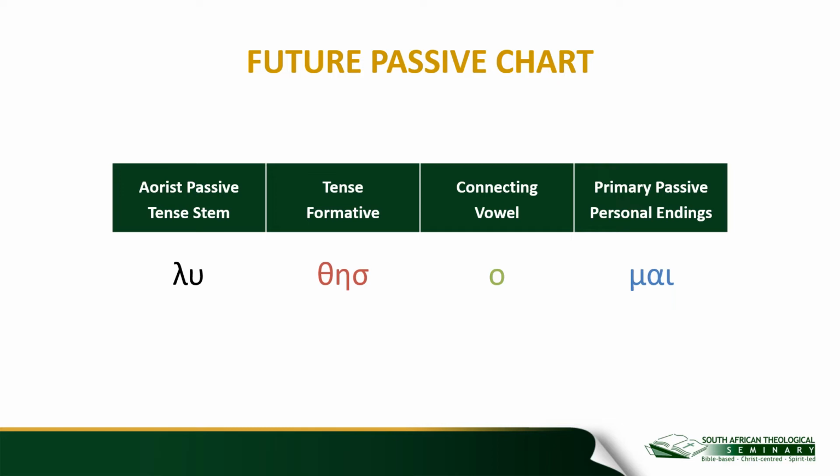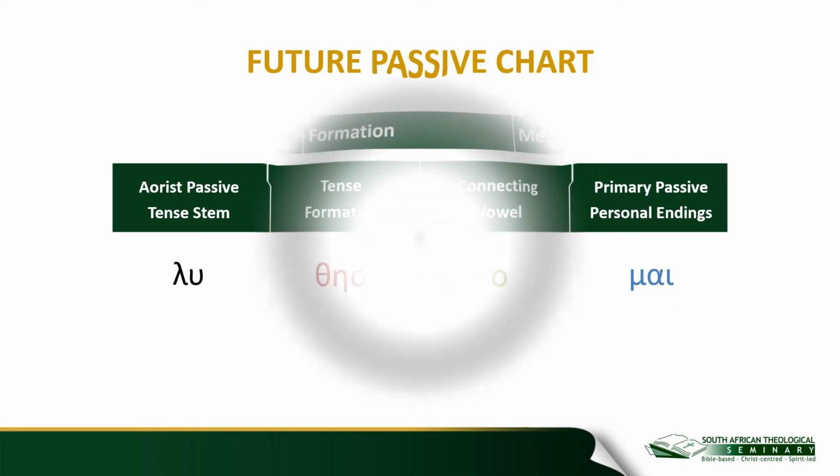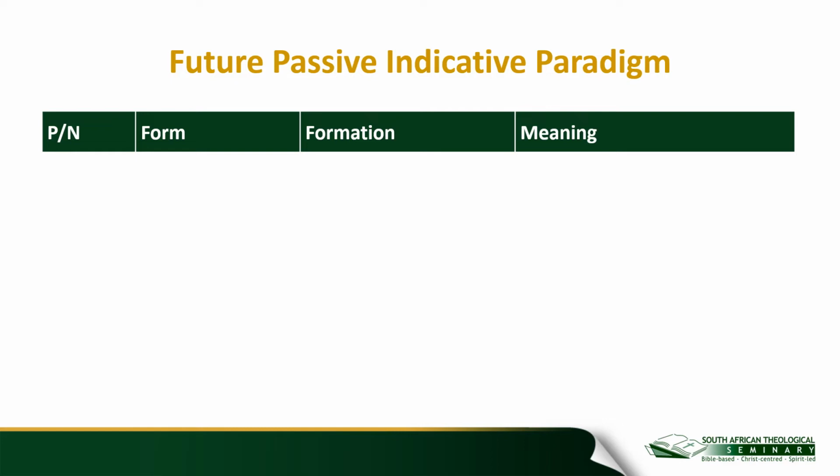Next comes the connecting vowel. Since the tense formative ends in a consonant, sigma, we need a connecting vowel to attach the personal endings. And as expected, the future passive uses primary passive personal endings. The primary endings are because it's not an augmented tense, and passive endings because it is the passive voice. Here is the paradigm for the future passive indicative. Once you've learned the building blocks, the paradigm is fairly regular. As usual, the two singular form is somewhat irregular.